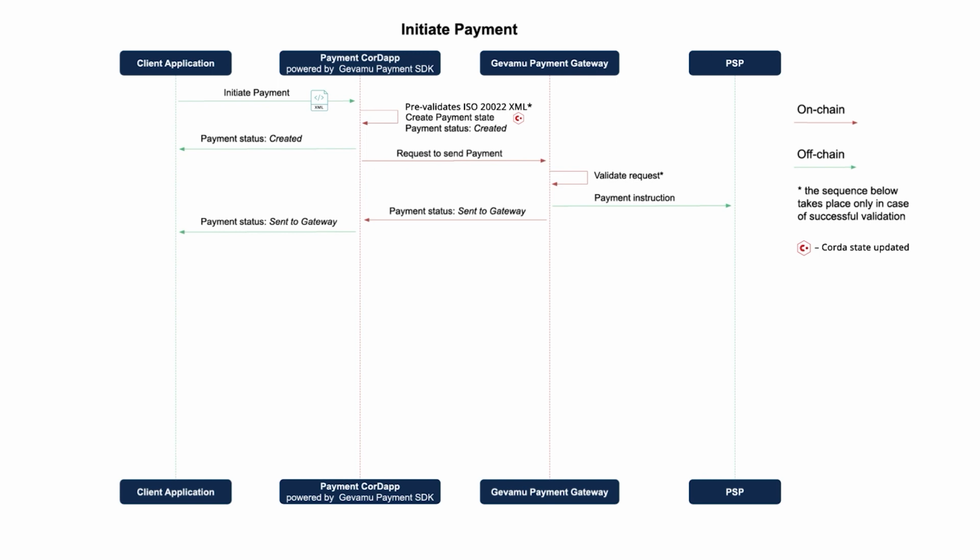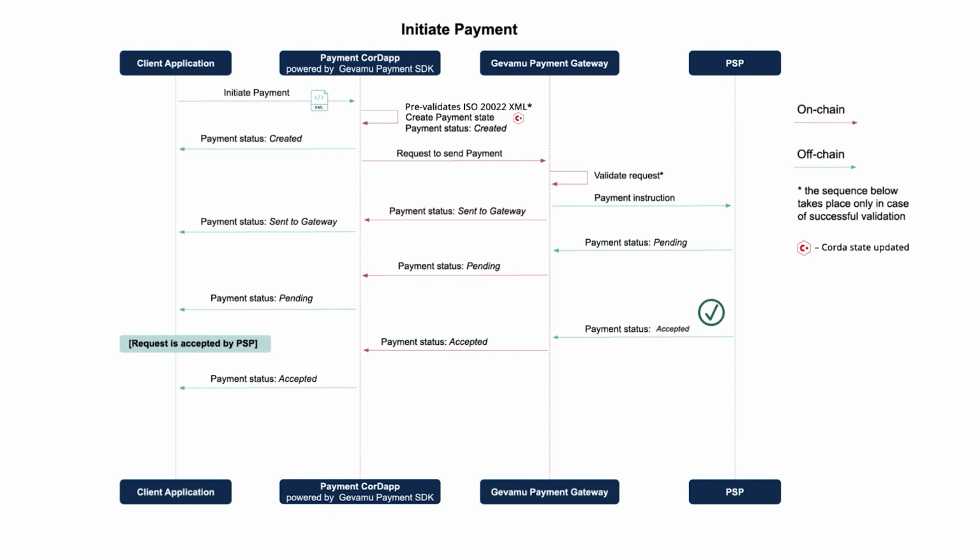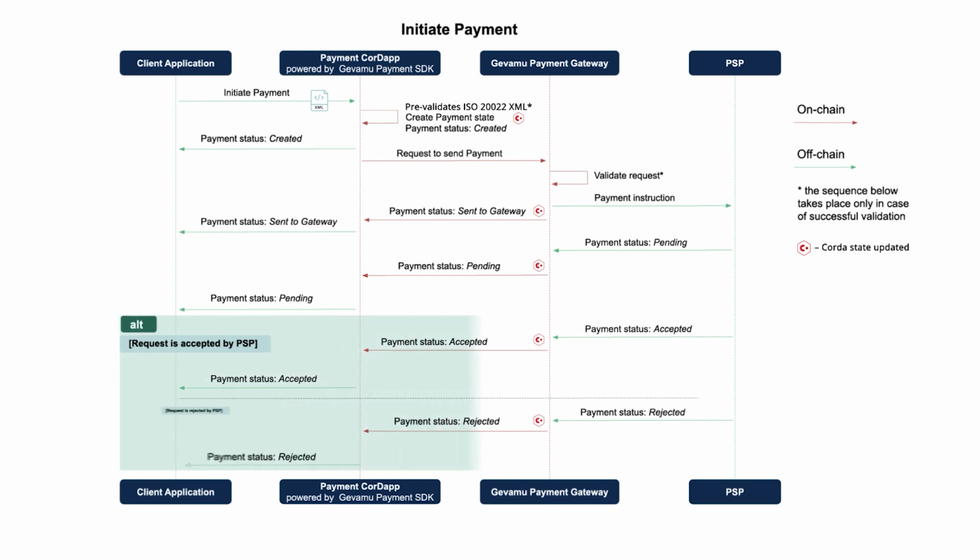Once the PSP replies to the payment request, a return payment status is communicated back to the participant's node. The status can be pending, accepted, or rejected. The updated status is made available as a new Corda state in the payment statuses chain. The participant's Corda app subscribes to the payment status updates to be notified on payment processing progress. If the payment instruction cannot be immediately settled by the PSP, the payment gateway monitors the PSP for payment status updates. Once received, the updated payment request status is communicated to the participant's node.